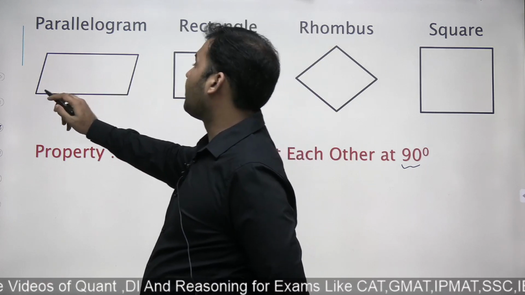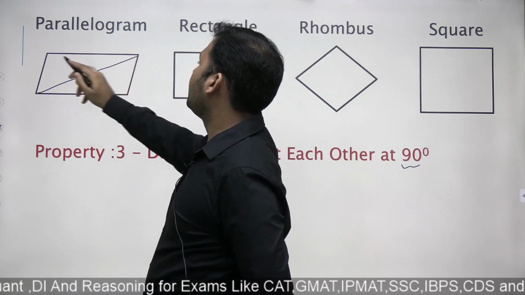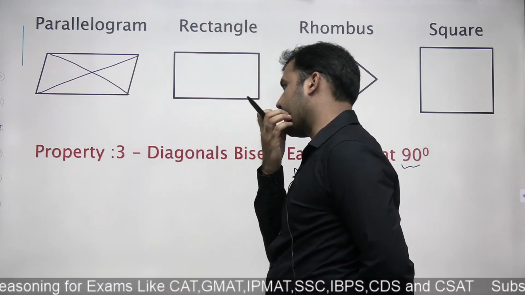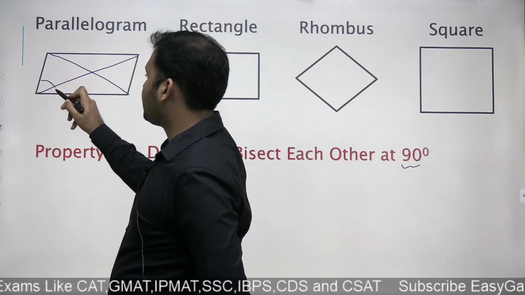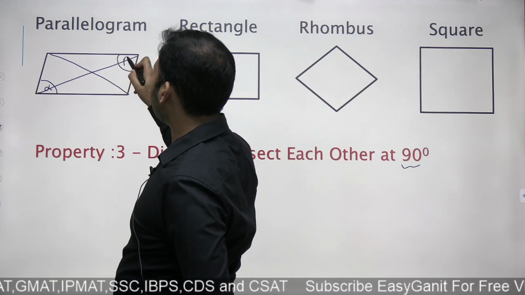Talking about parallelogram now. Okay, these are the diagonals. We have to see. हमें ये देखना है कि diagonals 90 डिग्री पे bisect करते हैं कि नहीं करते हैं. Okay, see that this angle is alpha, this whole angle is alpha, right? And this whole angle is beta.